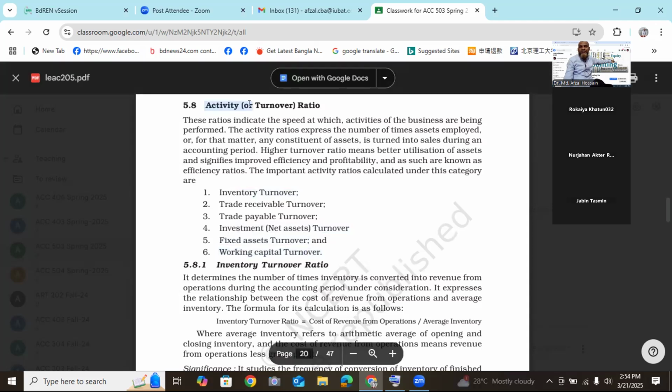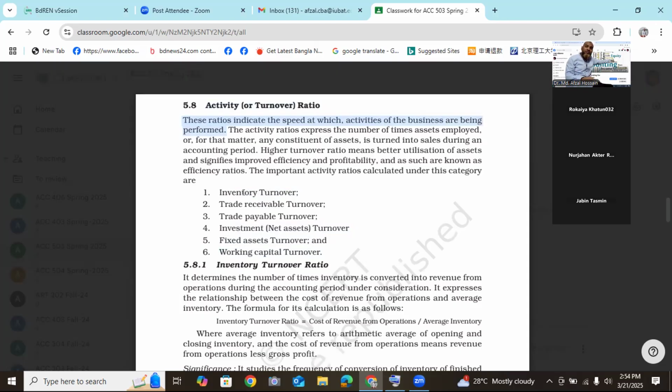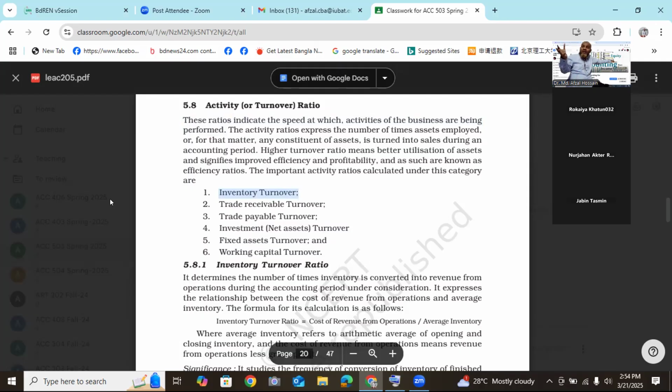So what is the significance of activity ratio? These ratios indicate the speed at which the activities of the business are being performed. For example, debtors or creditors assess this: how fast you pay your creditors' money, how fast you can sell, that means inventory turnover, and how fast you can collect money from your debtors, isn't it?